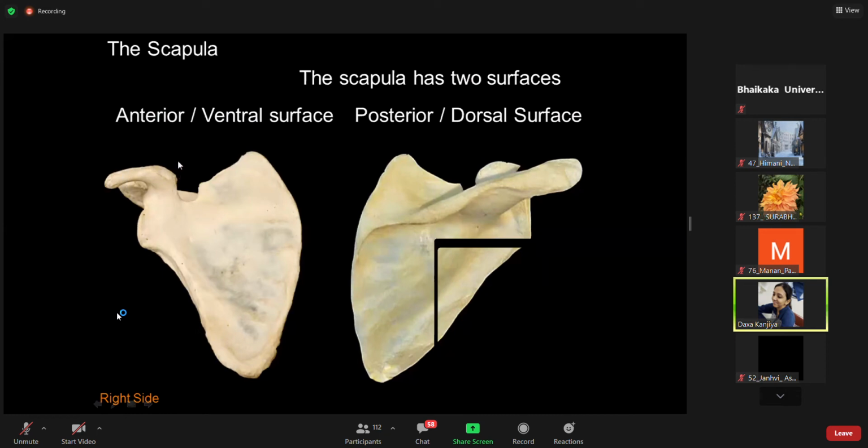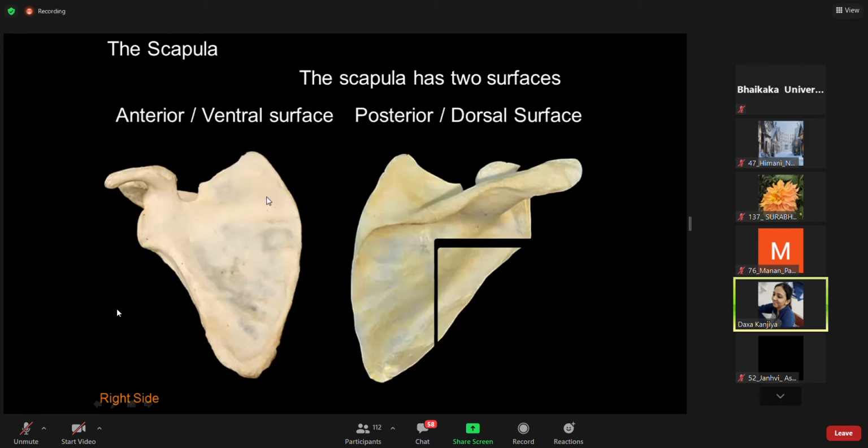Now three processes. This is the coracoid process, and posteriorly this one is the spinous process, and that becomes continuous anteriorly with the acromion process. Now three angles: superior angle, inferior angle, and the lateral angle, which articulates with the humerus to form the shoulder joint.